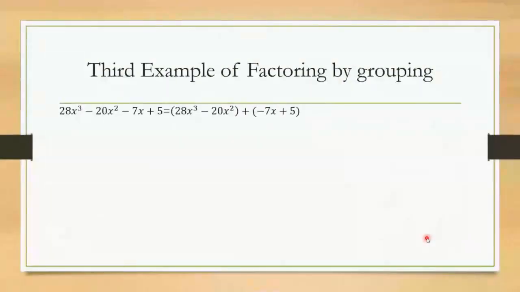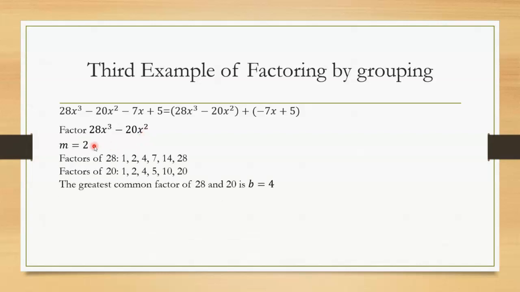Okay, so let's handle the two groups individually. For the first group, notice that the smallest exponent of x is 2. That's what the m is. And here we do list the factors of 28 and 20, and you can see that the biggest common factor among them is 4.